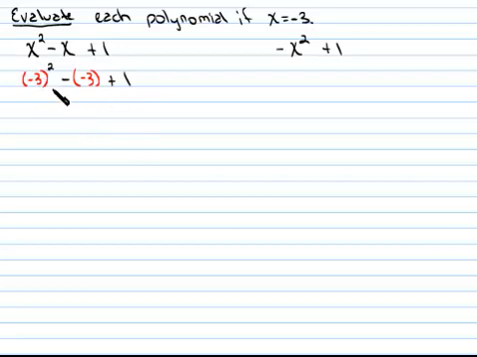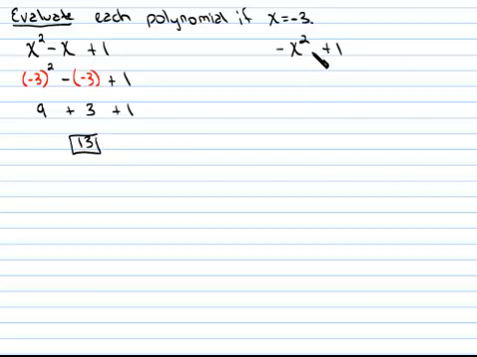So let's do our exponent first. -3 squared, which implies -3 times -3, is a positive 9. And notice in this case, I'm not really putting parentheses around it. I could, but I'm not because there's nothing else that I need to multiply it or combine it with. 9 minus -3, which really becomes plus 3, plus 1. So we're looking at an answer of 13 here.